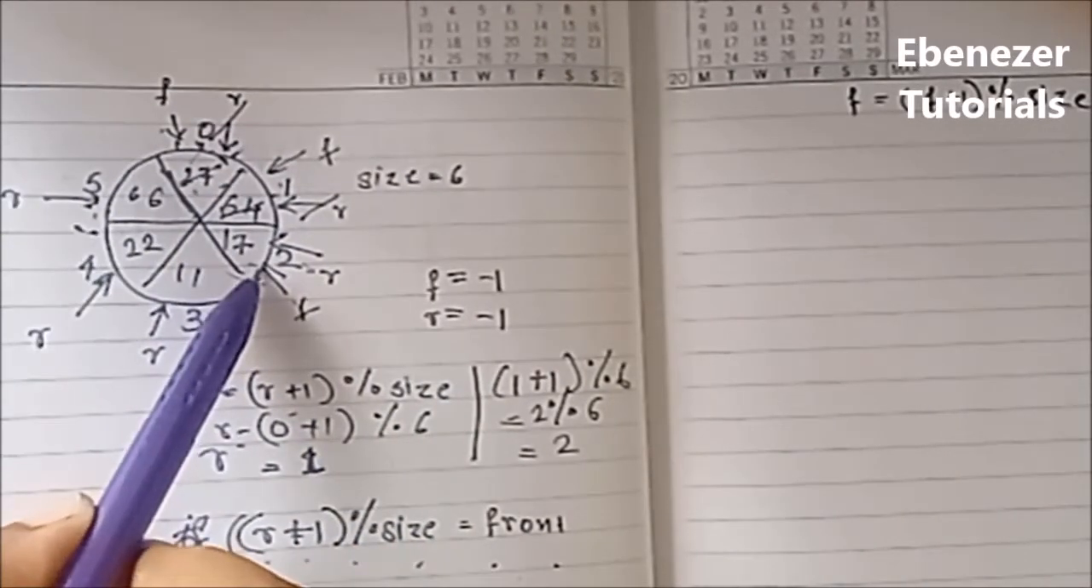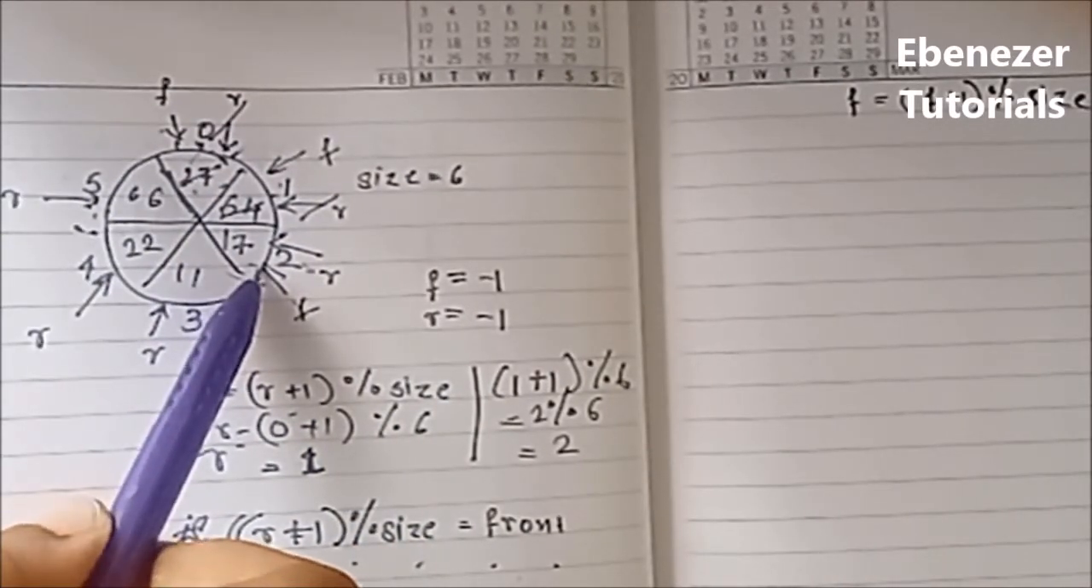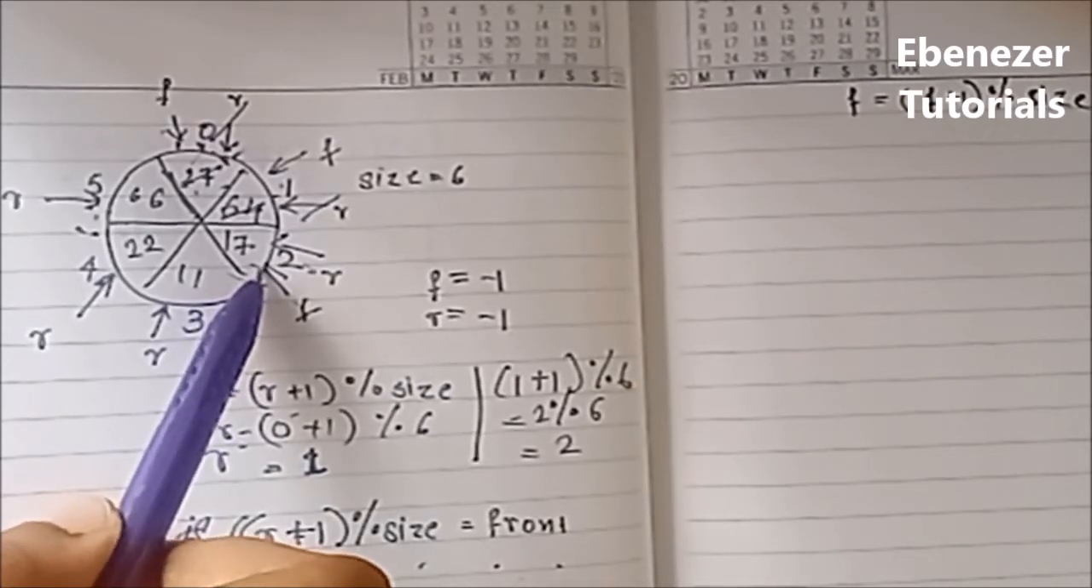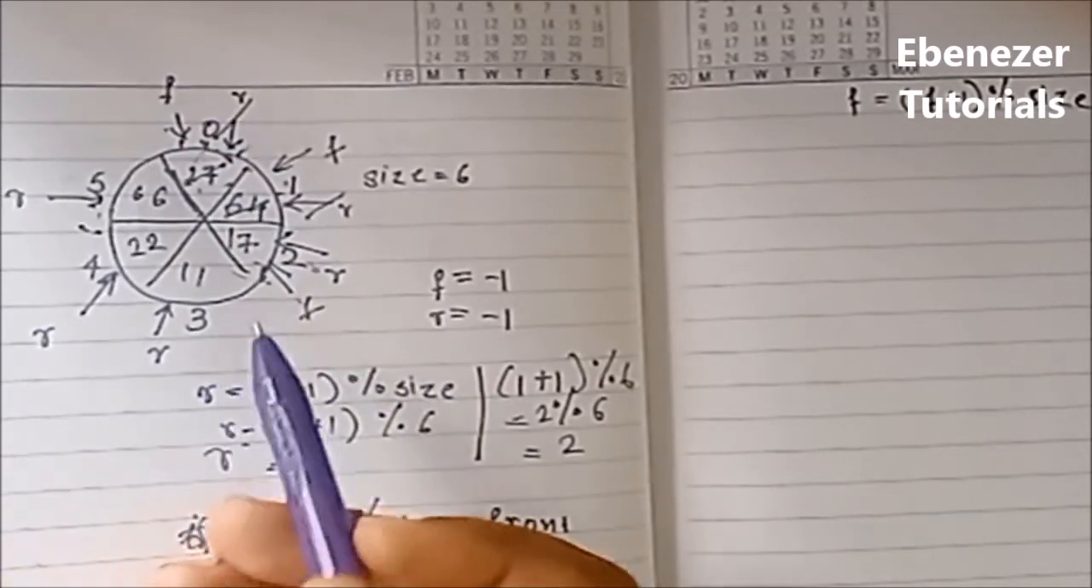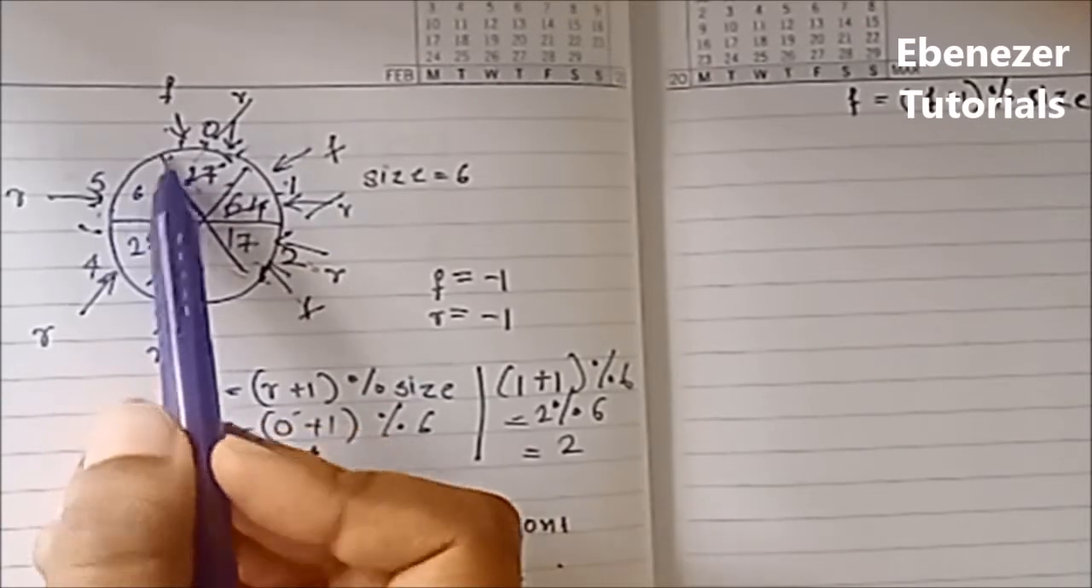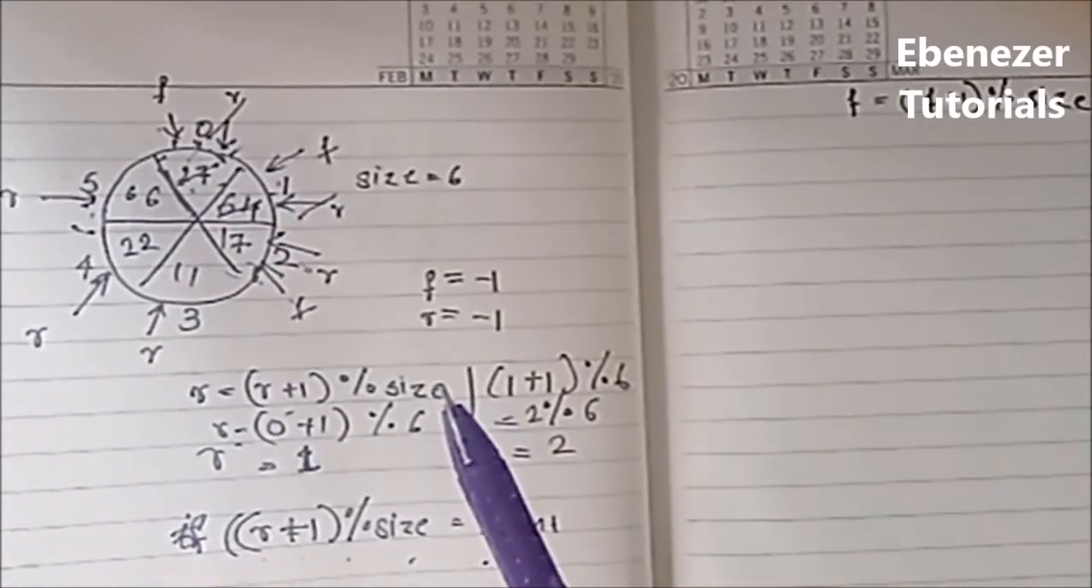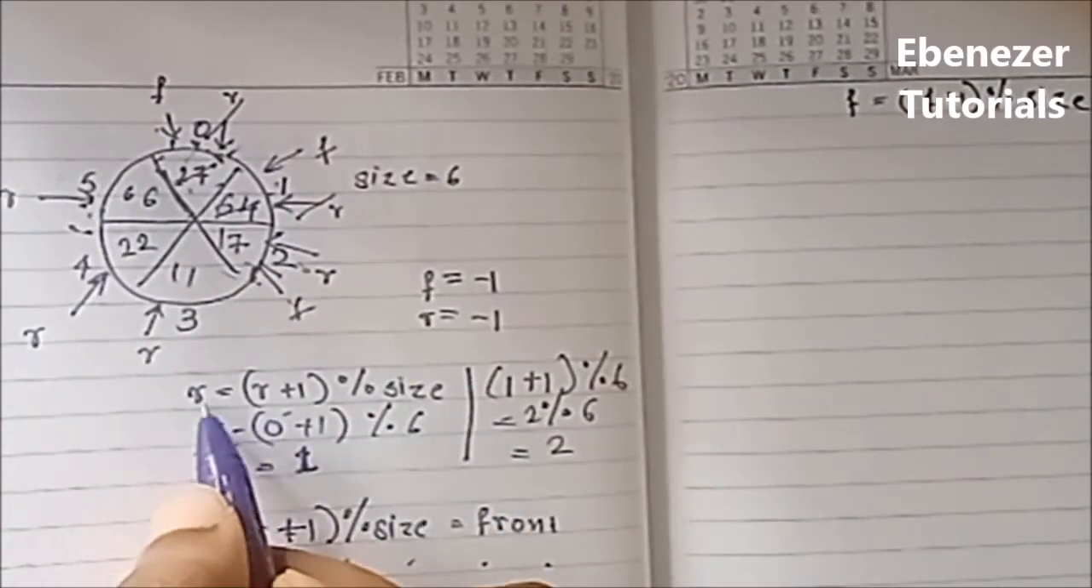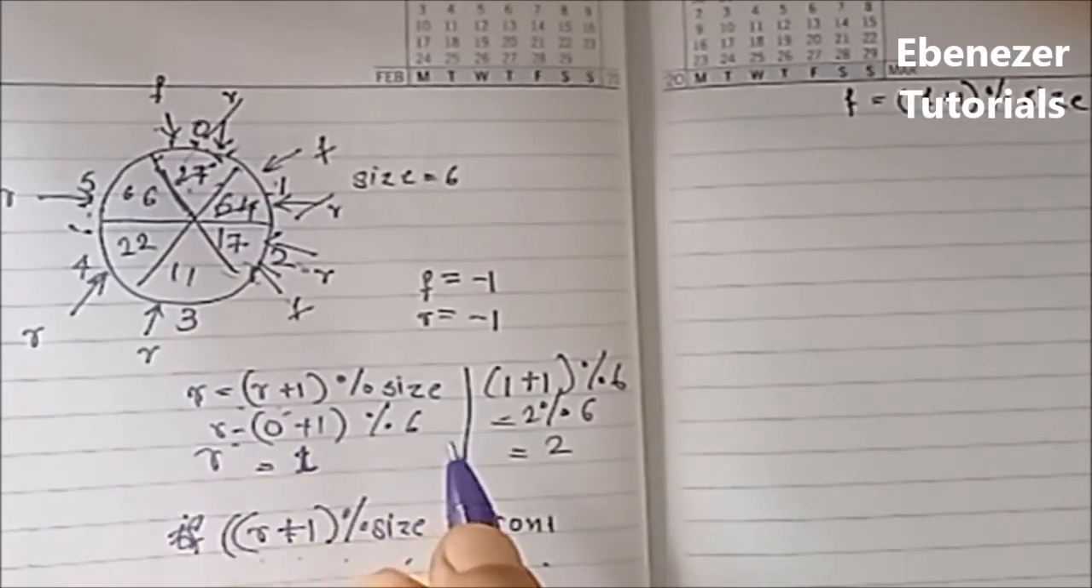0 is not equal to 2. So what will we do? We can proceed with the insertion. The queue is no longer full. So what will we do? We can insert the element by incrementing the value rear pointer. So rear is equal to (rear plus 1) mod size.